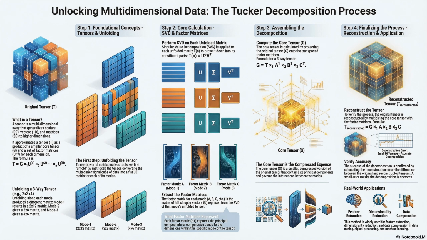T is often defined in n dimensions. So T is in the space R to the I1 by I2, all the way to IN. We need a way to break that down into simpler, more manageable, and I think most importantly, more interpretable components. It is the ultimate data compression and feature isolation problem for the high-dimensional world. The goal isn't just to summarize the data. It's to approximate the original tensor, T, as a product of much, much simpler components. And that's how you uncover those latent factors, those hidden structures.